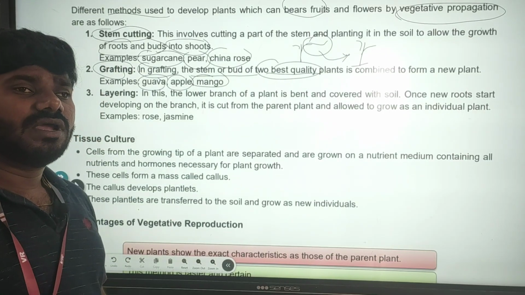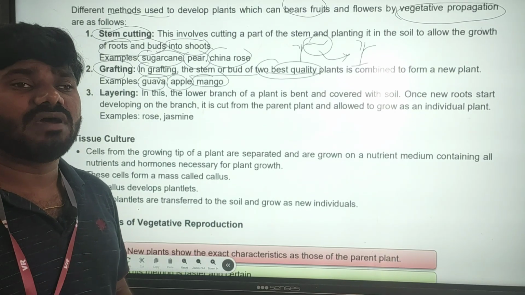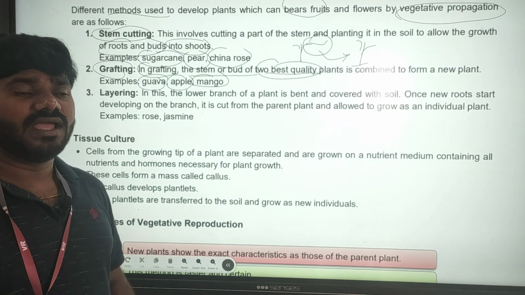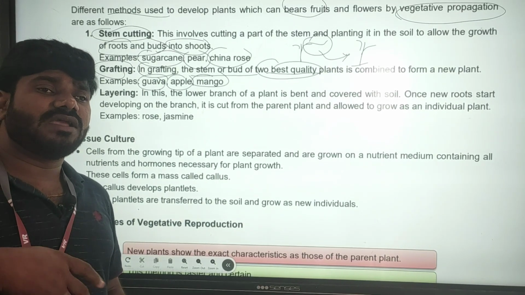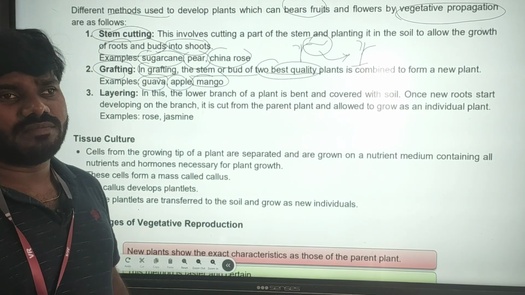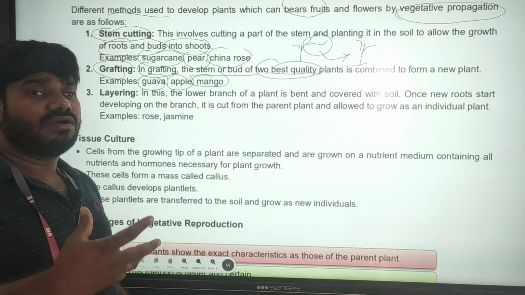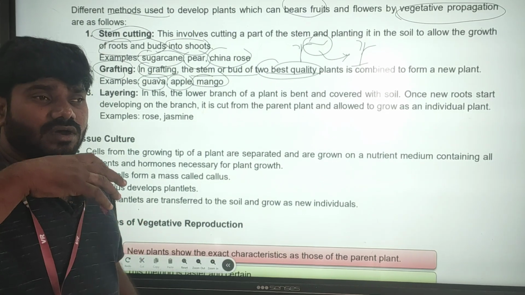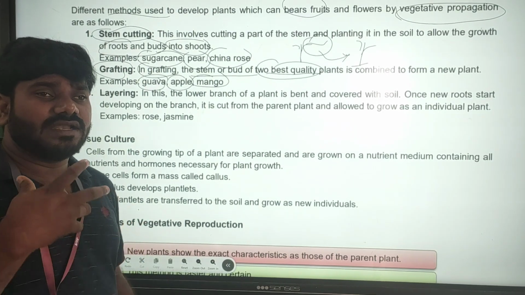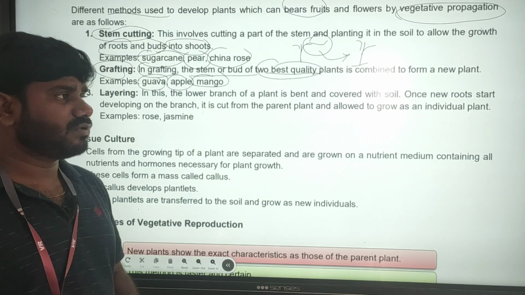Nowadays you can see 360 days mango, apple, guavas are available in the market. That means every time they are producing, all the time these fruits are available because of grafting. That means new fruits and new organisms are developing daily. That is why it is possible.